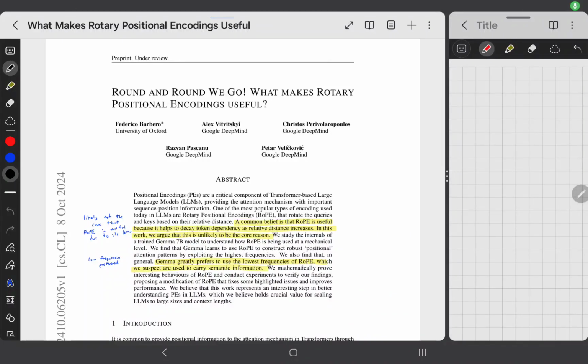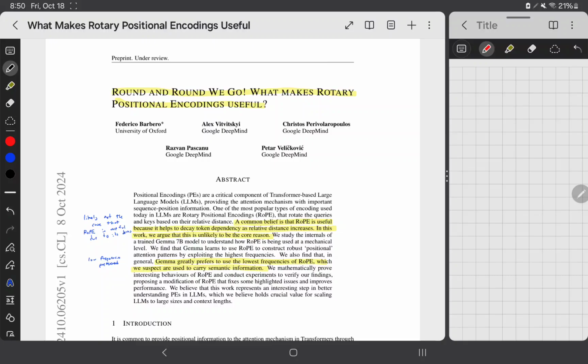So this paper titled "Round and Round We Go: What Makes Rotary Positional Encodings Useful" came out recently by Google DeepMind, and I think it is a cool paper because it actually tries to figure out what is going on behind the positional encodings in a transformer. That's something that we don't know that much about. So I think it's an interesting paper that it tries to explore that.